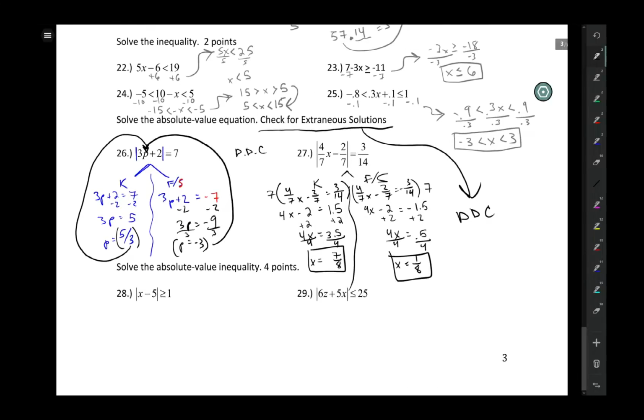And last but not least, solving absolute value inequalities, very similar. You're going to want to keep and flip switch. X minus 5 greater than or equal to 1. X minus 5 less than or equal to negative 1. Flipping and switching. Boom, boom. X is greater than or equal to 6. And boom, boom. Plus 5, plus 5. X is less than or equal to 4. You have those there.